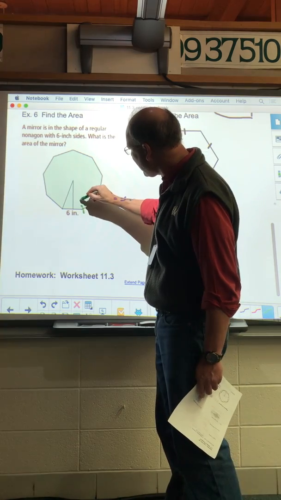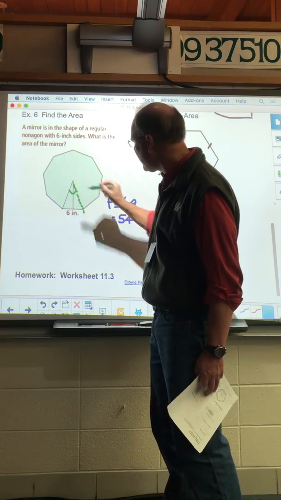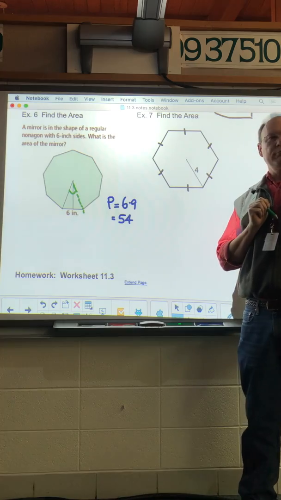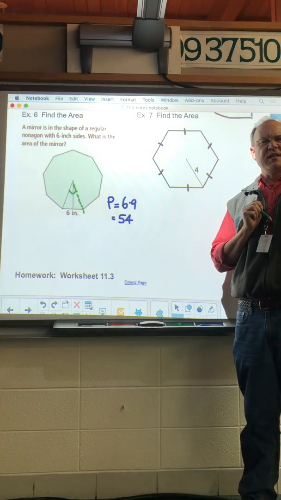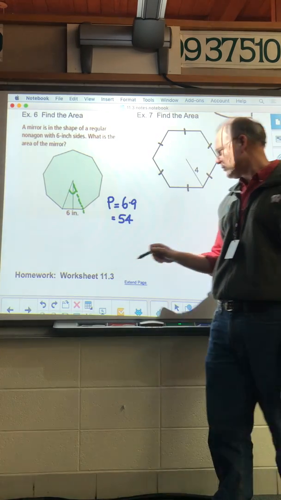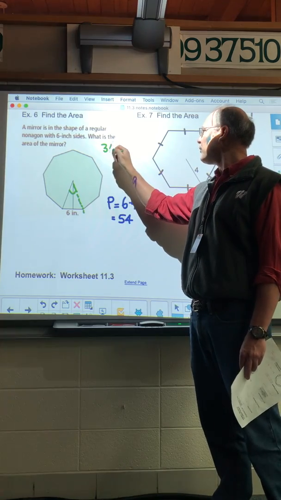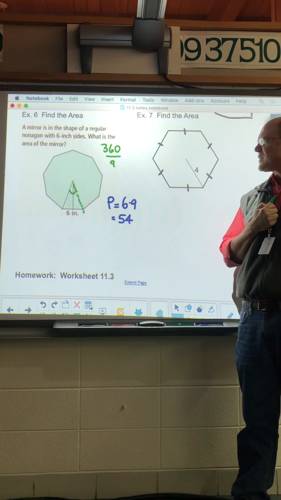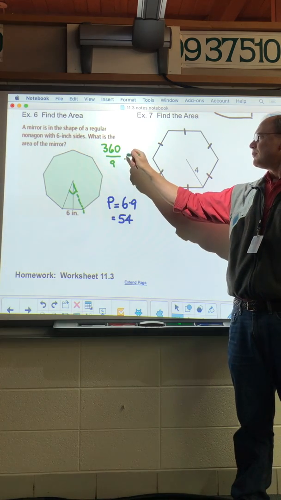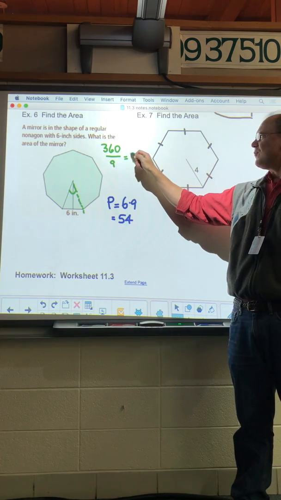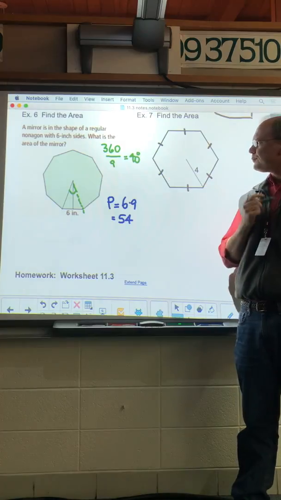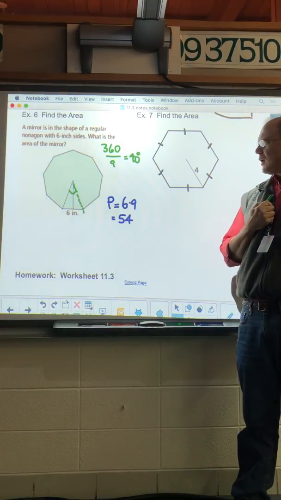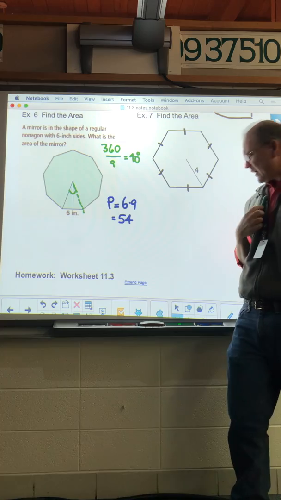Okay, so I can find the central angle, right? Remember, 360 divided by the number of sides. So 360 divided by 9, nonagon, that's going to be 40. Okay, so the whole central angle is 40.